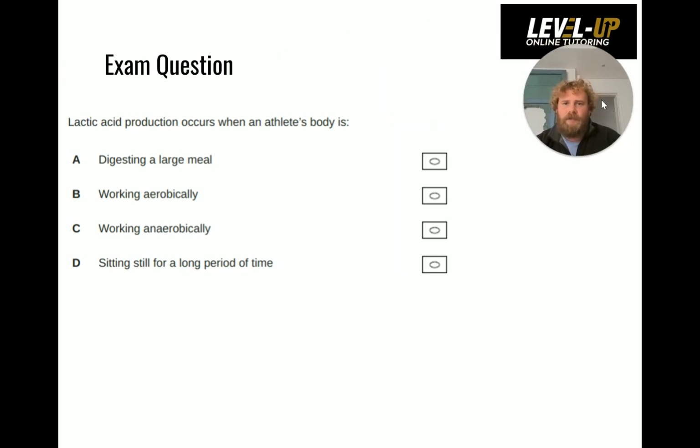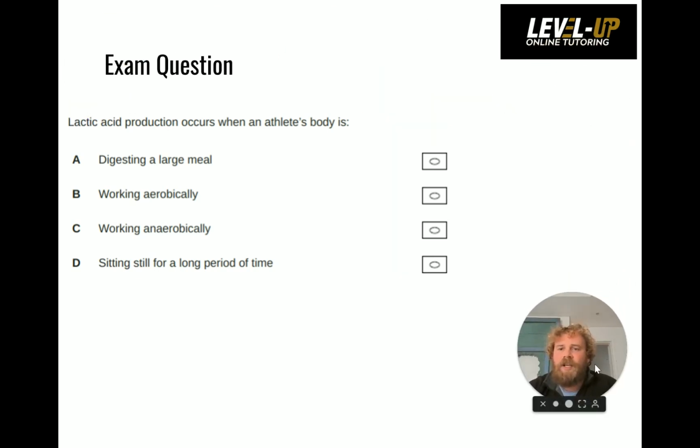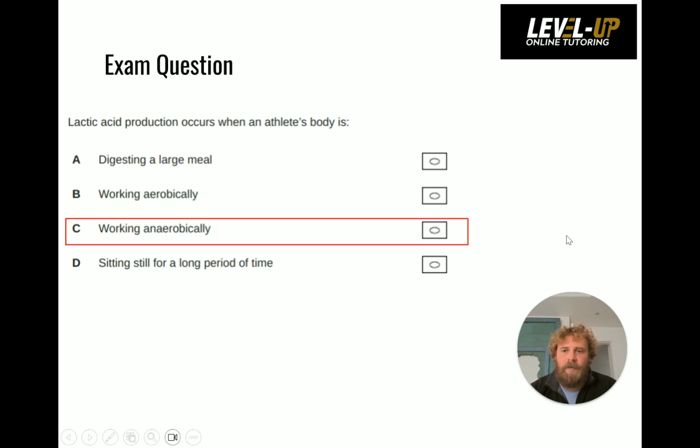Okay, question 3. Acid production occurs when an athlete's body is digesting a large meal, working aerobically, working anaerobically, or sitting still for a long period of time. Well, we've already talked about that build-up of lactic acid, and we looked at that from a 100-meter perspective, or 200 or 400, and all of those types of exercise are anaerobic style exercises. So we should know that the answer would be C, working anaerobically.